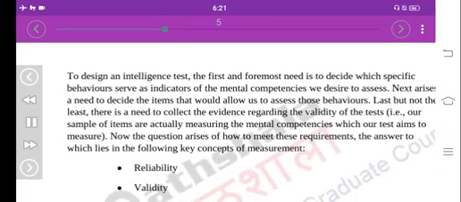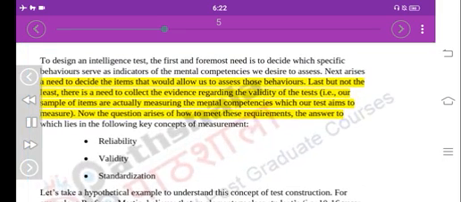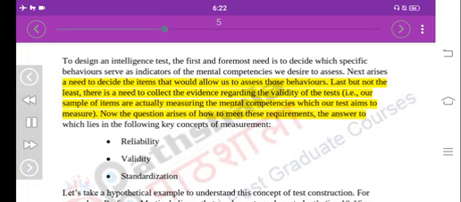4.2 How are intelligence tests constructed? To design an intelligence test, the first and foremost need is to decide which specific behaviors serve as indicators of the mental competencies we desire to assess. Next arises a need to decide the items that would allow us to assess those behaviors. Last but not the least, there is a need to collect the evidence regarding the validity of the tests, i.e., whether our sample of items are actually measuring the mental competencies which our test aims to measure. Now the question arises of how to meet these requirements, the answer to which lies in the following key concepts of measurement. Reliability. Validity. Standardization.